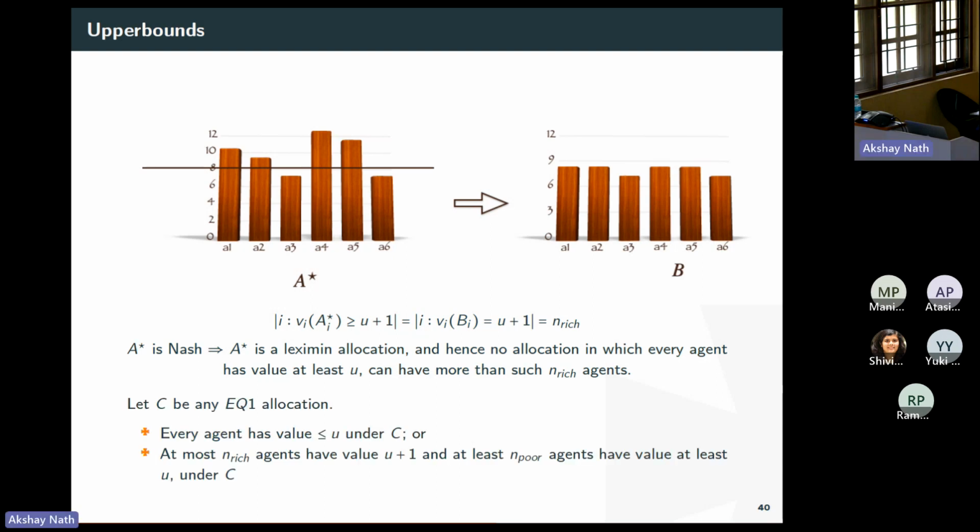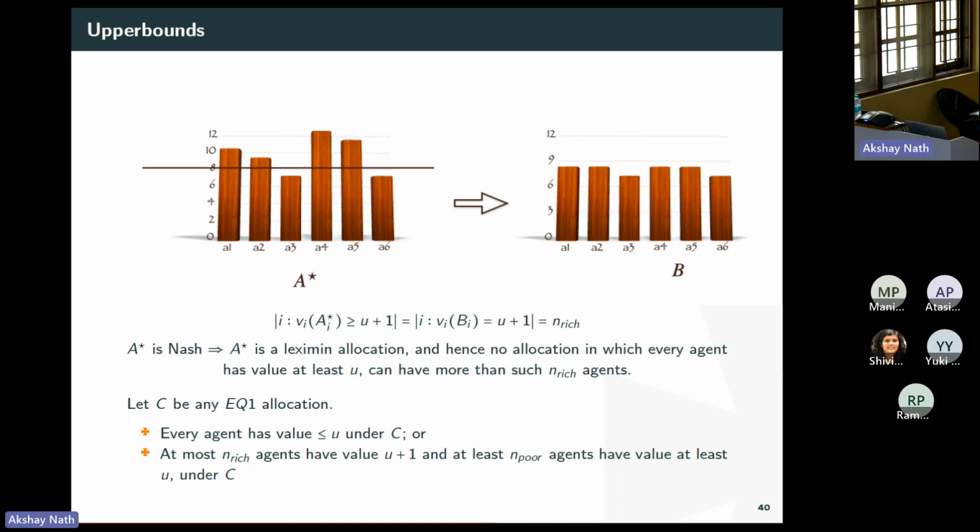Now if C is any other EQ1 allocation, and if every agent has at most U under C, then B beats C anyway, because B has greater welfare for every agent than C. Then C cannot have a better welfare than B.